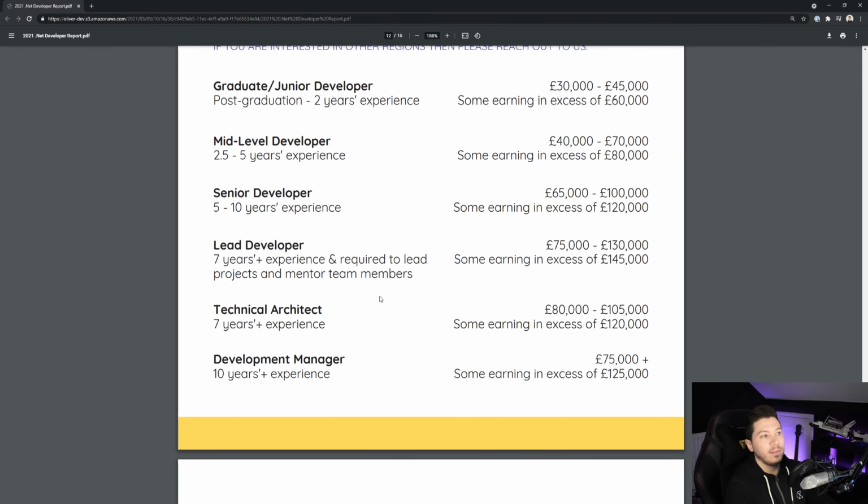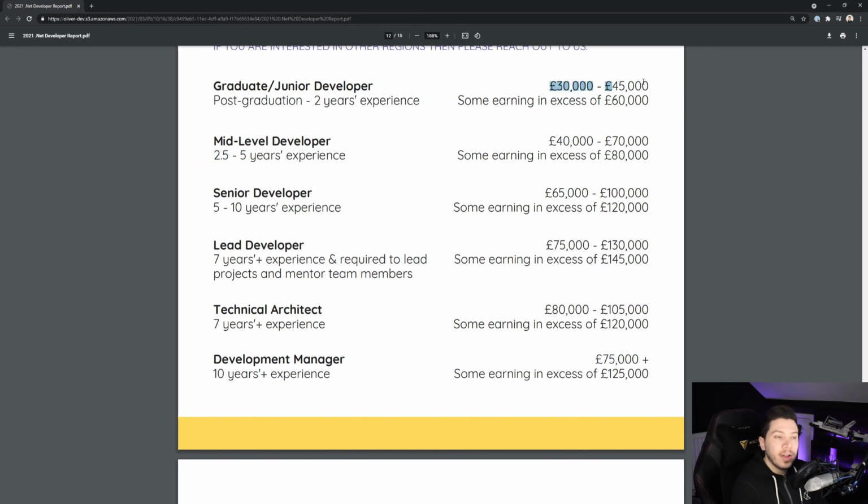So we have graduate and junior, which is post-graduation to 3 years of experience, mid-level, 2.5 years to 5 years. I'm going to talk about those. Senior, lead, technical architect, and development manager. The naming is a bit weird, because lead developer, technical architect, and development manager could be a bit blended in one way or another, but just roll with it. What I want to say is that junior for 2 years is a bit excessive. I think 1 year being a junior is enough, and then you go mid. So mid is like 1 to 3, 1 to 5 maybe, then senior 3 to whatever, and then if you choose to be a technical architect, lead, development manager, that's fine.